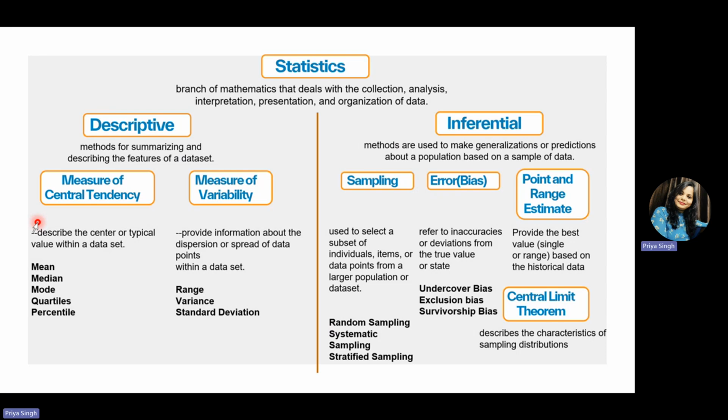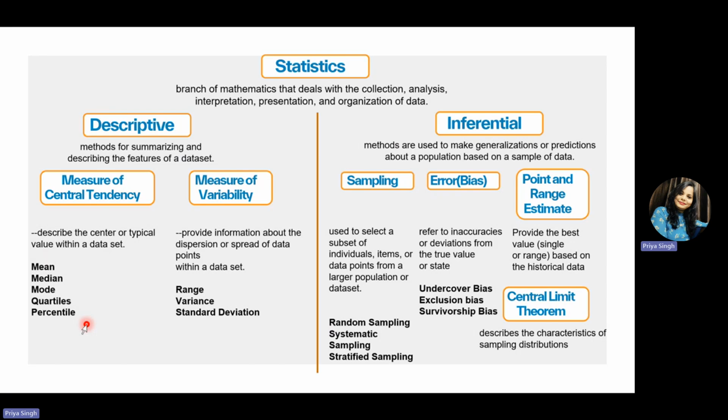So these are the values that describe the center or typical value within a data set. The three main measures are mean, median, mode, and we also have quartiles and percentiles within the measure of central tendency. So the three main are these, and then we also have quartiles and percentiles. So first one, let's talk about mean.